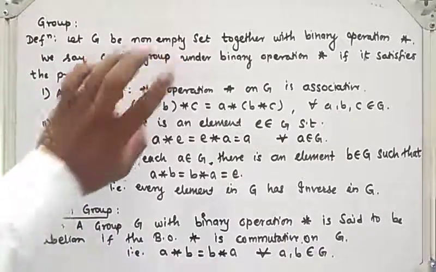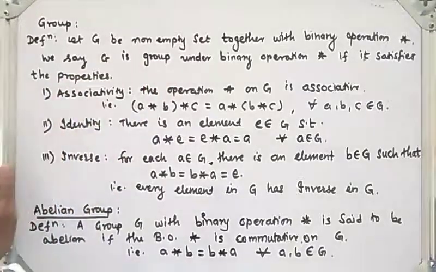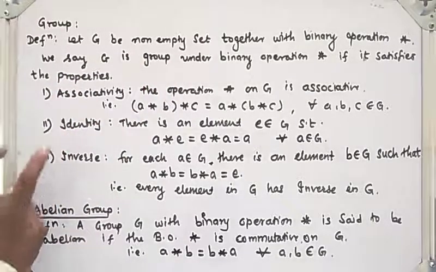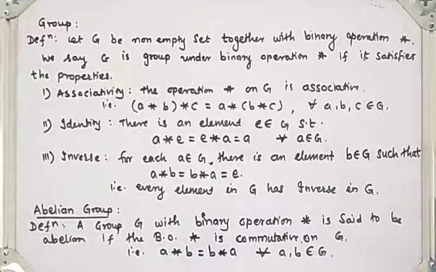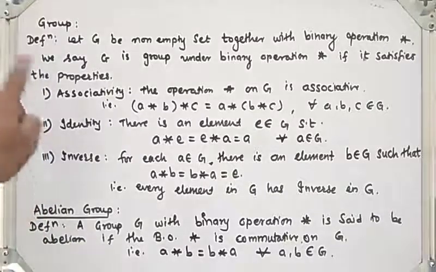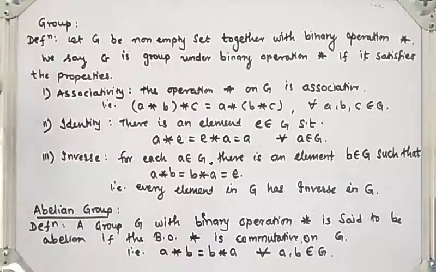Means first, it is a binary operation, next the associativity property, existence of identity, and existence of inverse. If all these three properties are satisfied, then we say that this forms a group, and this group is abelian when A star B is equal to B star A. If this property is satisfied, we get an abelian group.